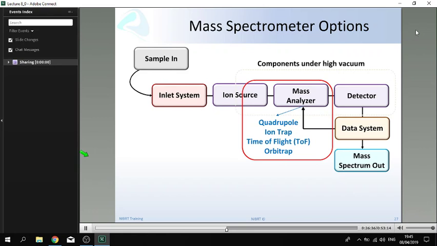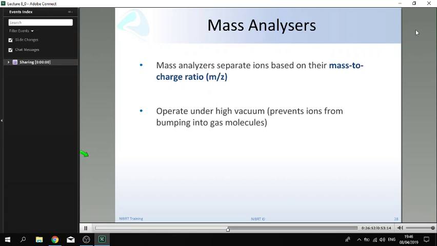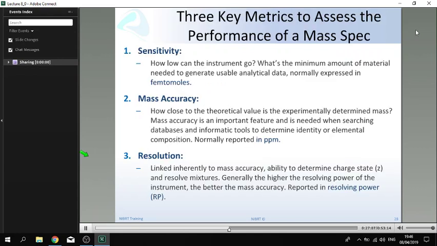Okay, so those were the most commonly used ion sources. Now we're going to talk about the mass analyzer. After we make charged ions, how do we then separate them based on their mass to charge ratio? This is what mass analyzers do. They operate under high vacuum, remember, because we want to prevent ions from bumping into gas molecules. Key specifications for mass analyzers are their resolution, their mass accuracy, and their sensitivity.